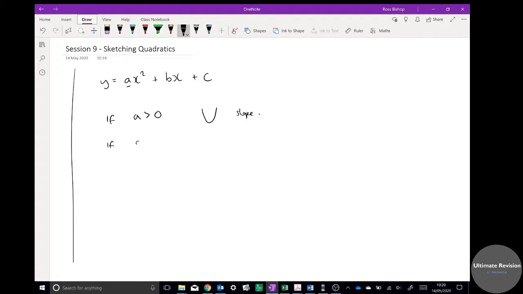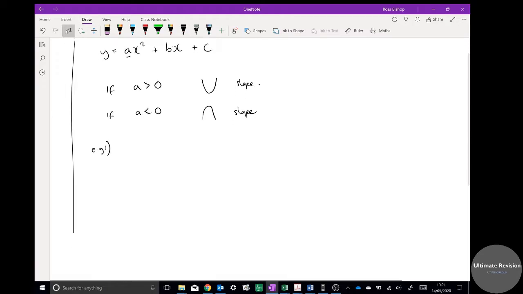Now, if a is negative, so less than 0, it will have a sad face, or an upside down U parabola. Okay, so that is a very important thing to start off with when we're sketching quadratics. Okay, so we're going to go straight in with an example and what I expect with a sketch.